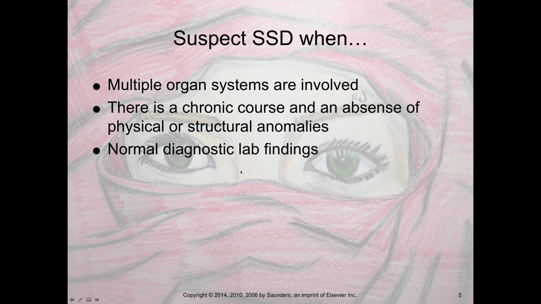So you can suspect SSD when there are multiple organ systems involved, if there is a chronic course and an absence of any physical or structural anomalies. So you kind of get the picture. There's going to be big workups with these folks, and you tend to see normal diagnostic lab findings as well.